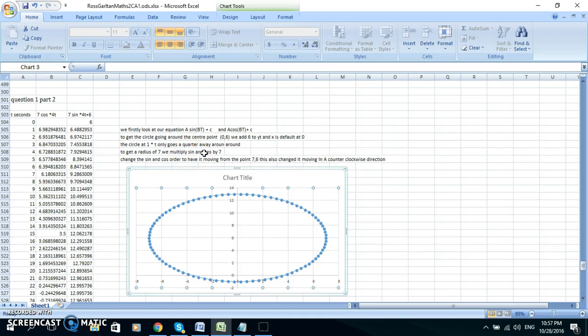We have an accurate circle shape and not have it oval. We had 7 and 7.